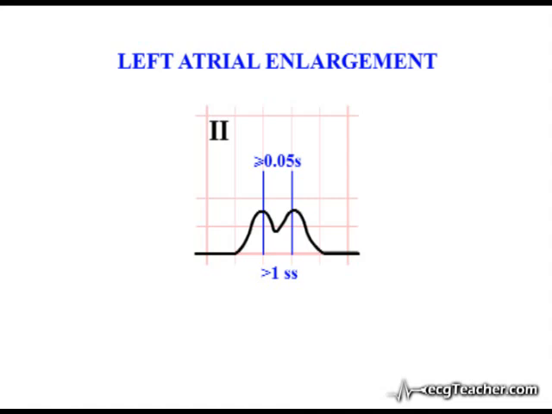A notched P wave with this diagnostic degree of separation between the right and left atrial peaks is referred to as P mitrale. True P mitrale, as defined here, is very specific for left atrial enlargement.